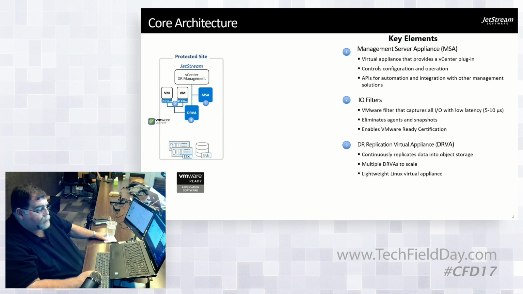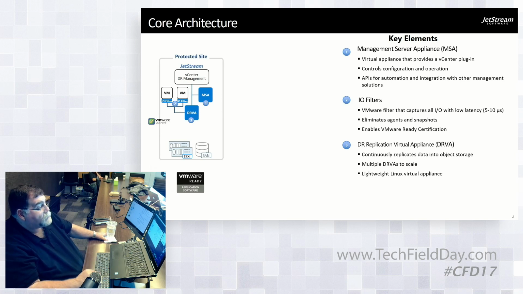For the DRVAs, there's a minimum of one per cluster, but we can scale out the number of DRVAs based on the number of machines that are protected, the number of protected domains. For our terminology, a protected domain is the group of virtual machines that are being protected. We protect a protected domain, we fail over a protected domain. So a virtual machine, when we add it to protection, is a member of that protected domain.